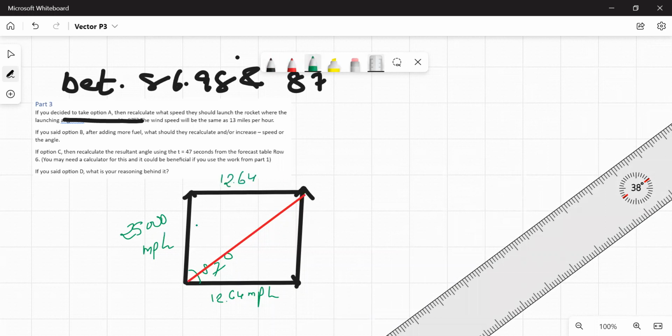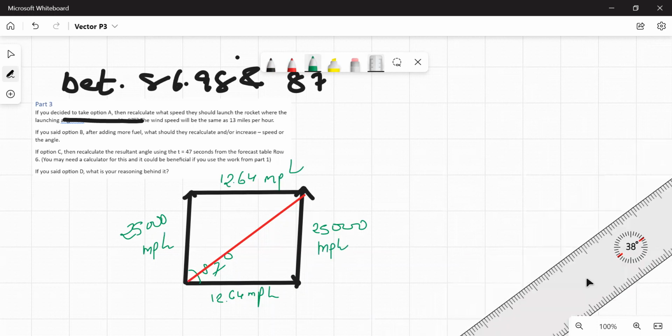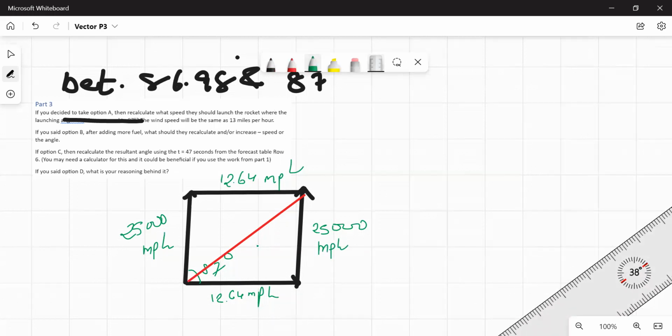If you see that this has now become a geometric shape, which is a parallelogram. So we are going to use the properties of a parallelogram, and this would be 25,000 again here. This would be miles per hour. Now opposite angles in a parallelogram are equal, so this also becomes 87 degrees.